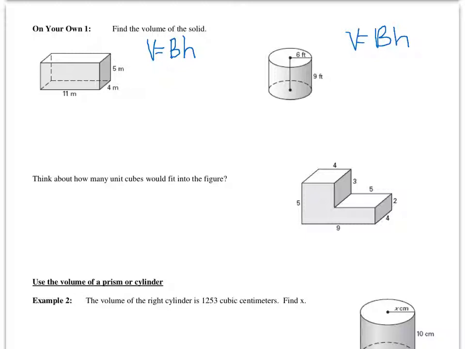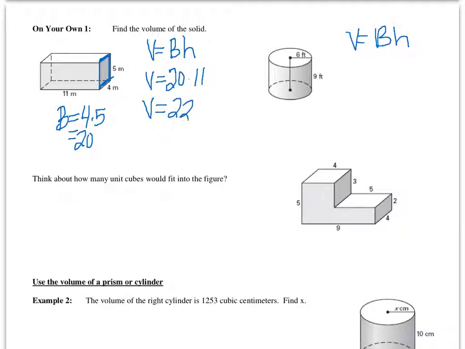Okay, so for this one, really, you could pick a few different sides as your base. I'm going to pick this side right here as my base. So my base area, since it's just a rectangle, is going to be 4 times 5. So my base area is 20. So volume equals my base area, which is 20, times my height of 11. So volume equals 20 times 11, which would be 220, and my units would be meters cubed.